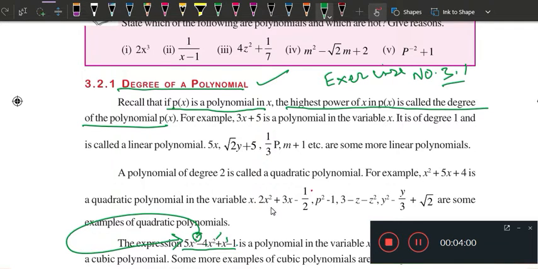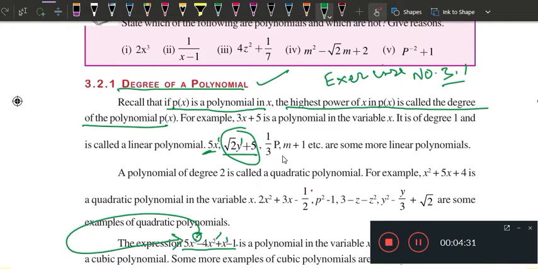See, this is one polynomial. 5x is one polynomial. In this, what is the power of x? 1. So this is only one term, so the degree also is 1. 1 is the degree of this polynomial. See, in this polynomial, what is the power of y? 1. What is the power of y here? 0. So which is the highest? 1. So 1 is the degree of this polynomial.